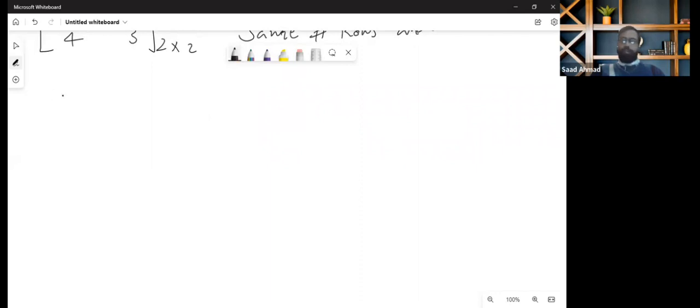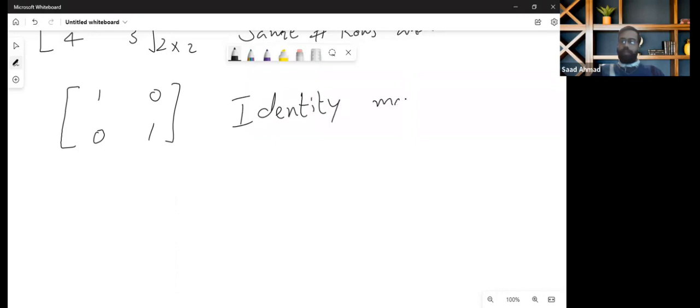Then there are some specific types of matrices. The famous one is called the identity matrix. It's represented as I, and here it's 2 cross 2 like that. So these are identity matrices.